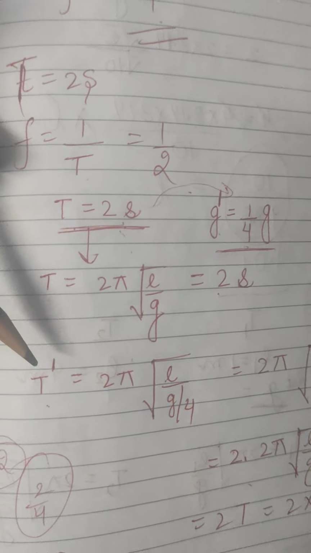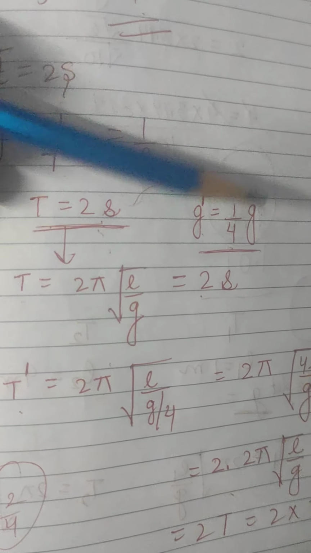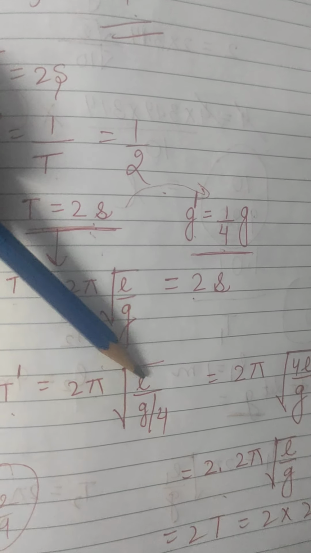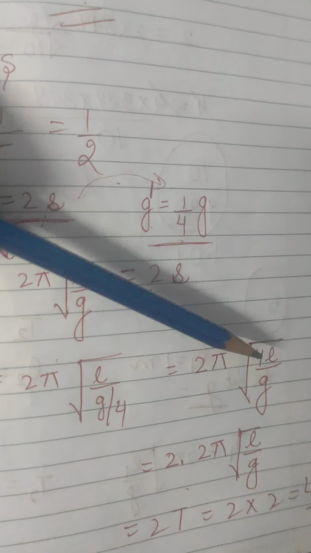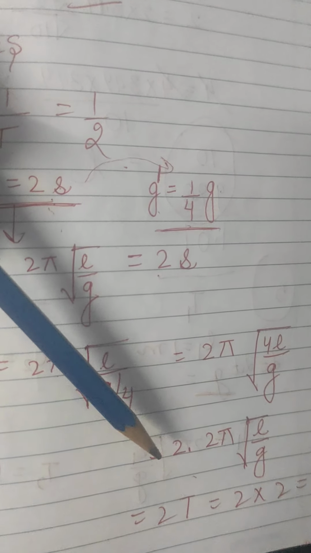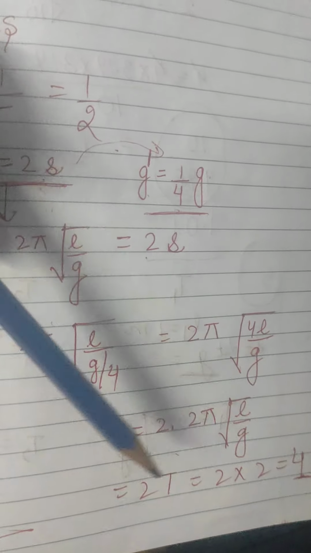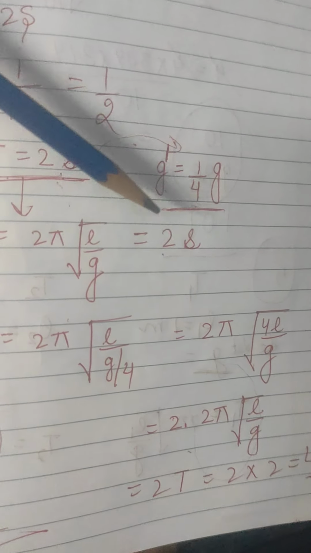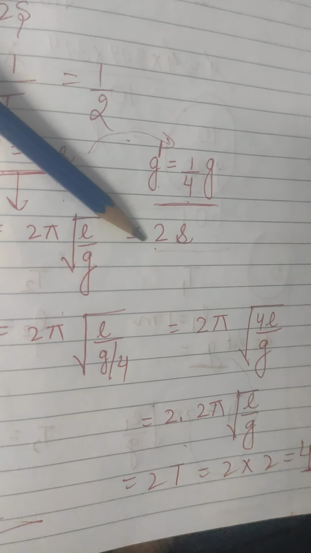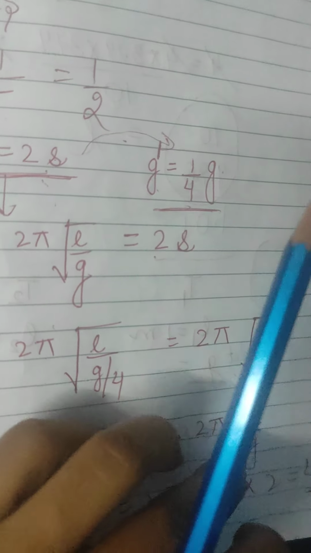Now the T dash, when you have taken it to another height, your g becomes g by 4. So that is 2 pi under the root L upon g by 4. Here, this 4, when it comes out from the root, will become 2. So 2 into 2 pi under the root L upon g. This value of 2 pi root L upon g is 2 seconds because we have taken the seconds pendulum. You put down the values, you get the answer as 4 seconds.